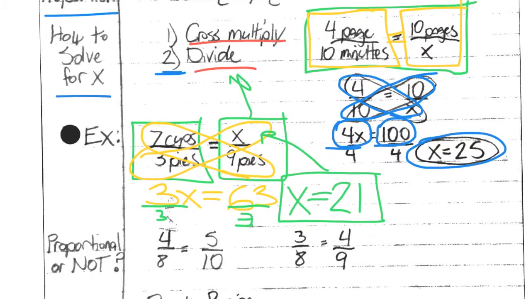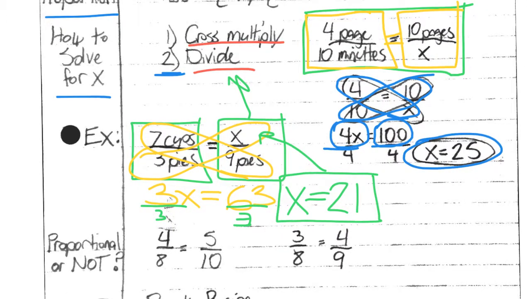Now, the second way that they might ask us a question about a proportion is they might say, is this a proportion? Is it proportional or not? So our first example here, you'll notice these don't have any x's. There's no missing piece. They've given us all of the numbers. So my first one here is 4 over 8 equals 5 over 10. If we want to find out if this is proportional or not, we're going to do the same steps up above. We're going to cross multiply. Now, we're not going to have to divide because there's no x that we're solving for.